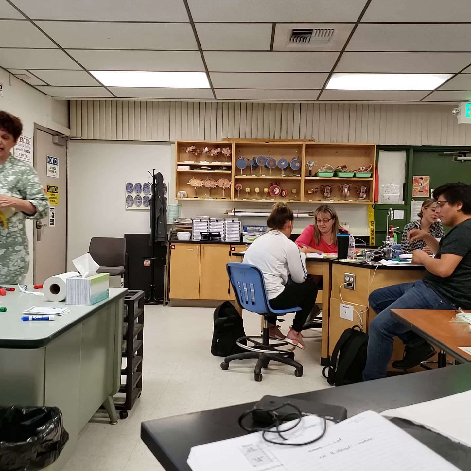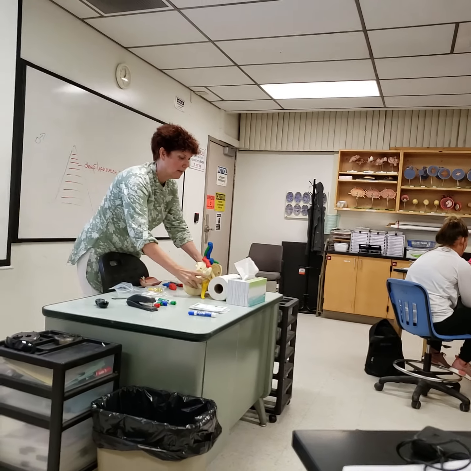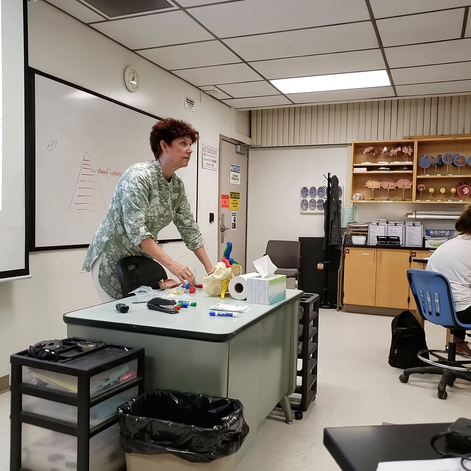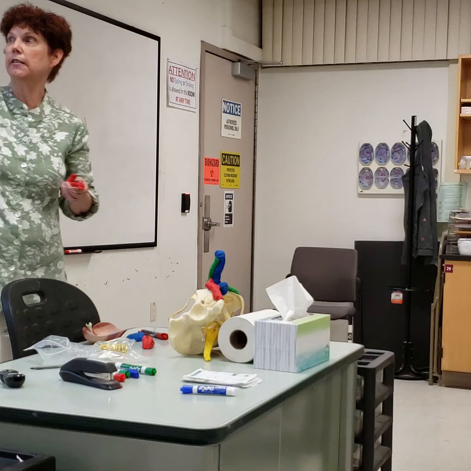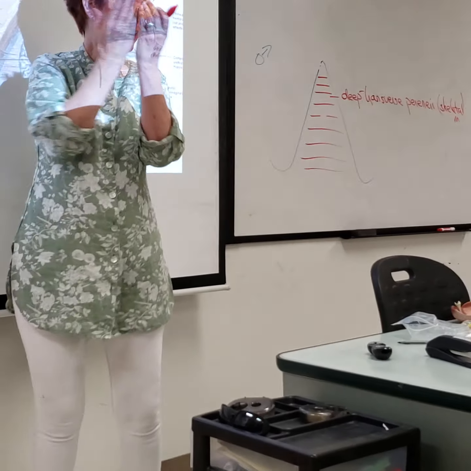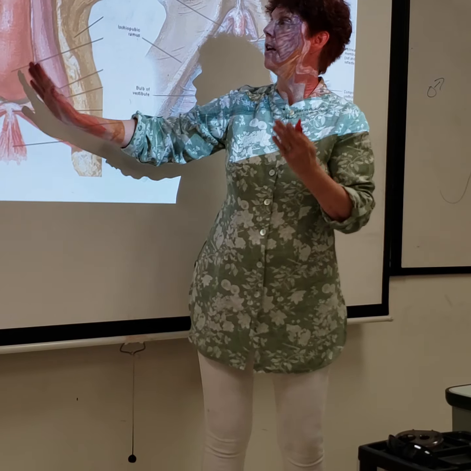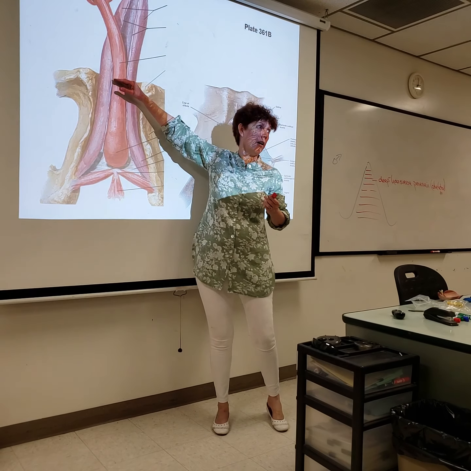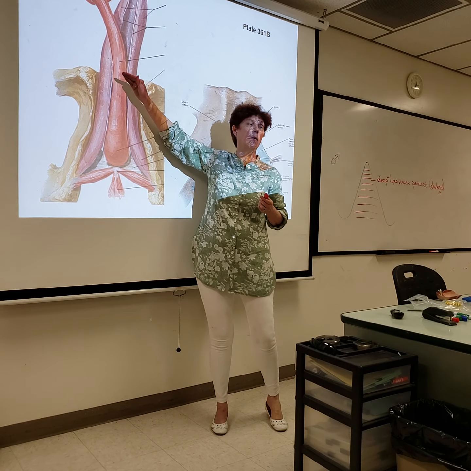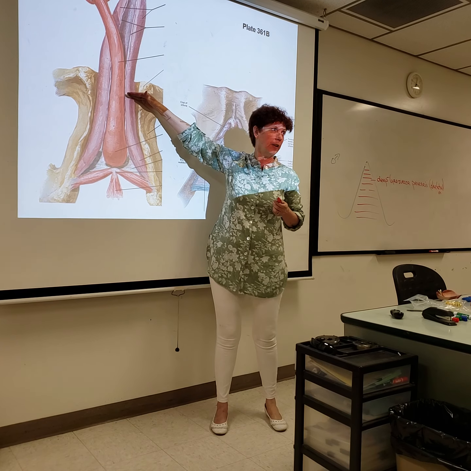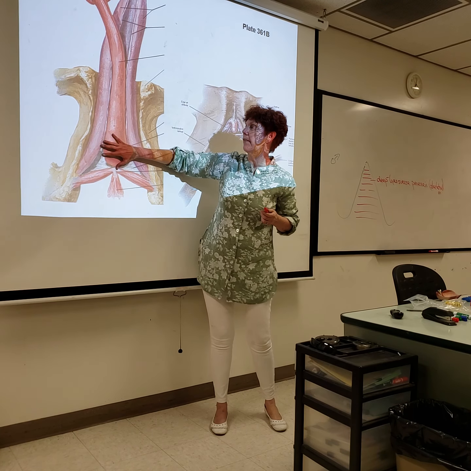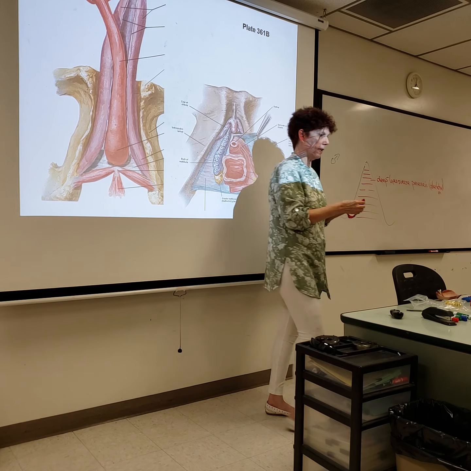Bulbospongiosus. It's easier to make that as just one muscle, because the two muscles actually come together and meet in the midline. They're going to cover the bulb and part of the corpus spongiosum. The ischiocavernosus just covers the crus, while the bulbospongiosus covers the bulb and part of the corpus spongiosum.